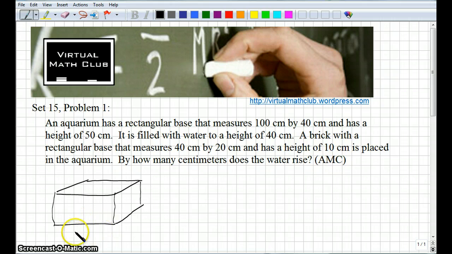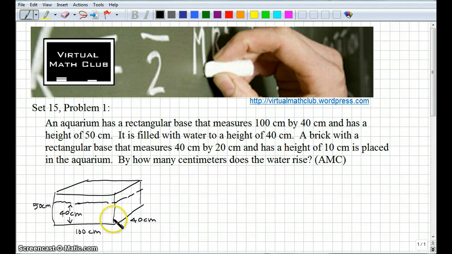And we're given that the length is 100 centimeters, the width is 40 centimeters, and the height is 50 centimeters. Okay? And then we're also given the height of the water, which is 40 centimeters. So I'm going to draw a wiggly line here, like water splashing around in the tank. And the height there is 40 centimeters. Okay?